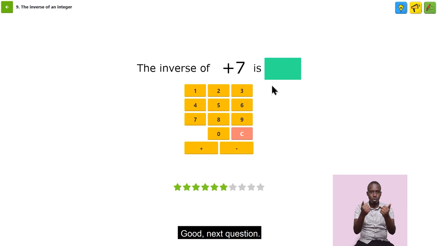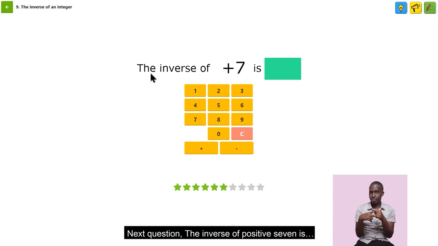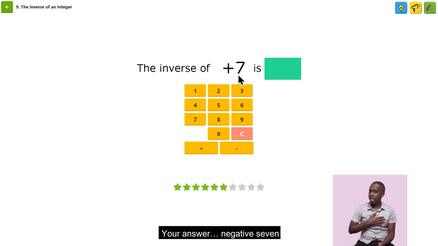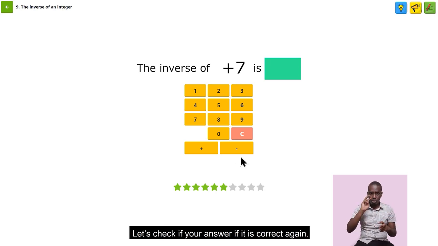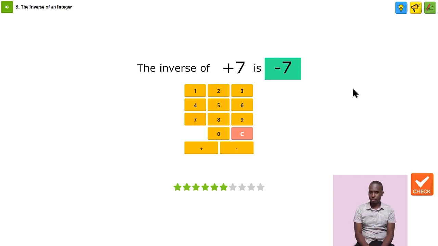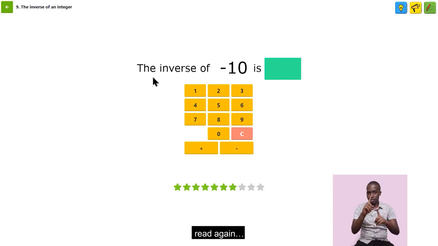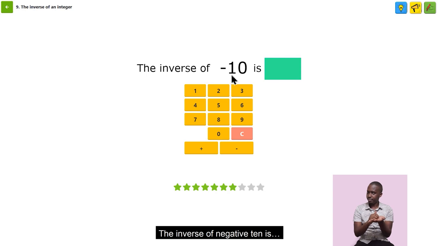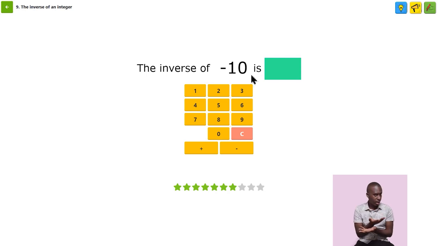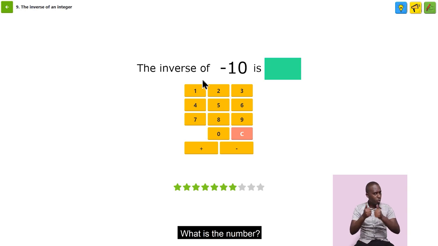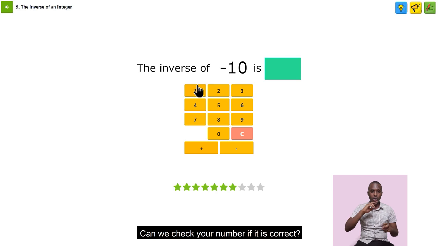Good. Next question. The inverse of positive 7. The inverse of positive 7 is your answer, negative 7. Let's check if your answer is correct again. Good. Next question. Read again. The inverse of negative 10 is? What is the number? You are saying the inverse of negative 10 is positive 10. Can we check the answer if it is correct?